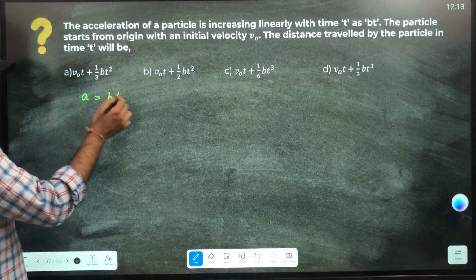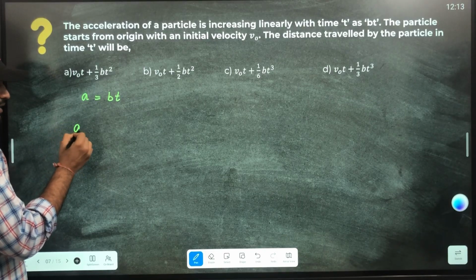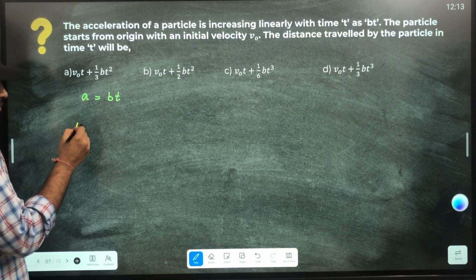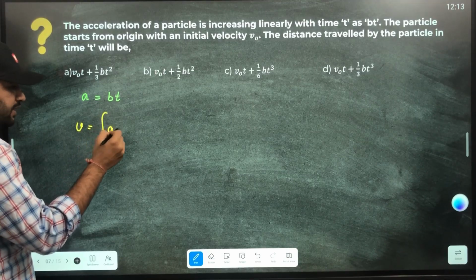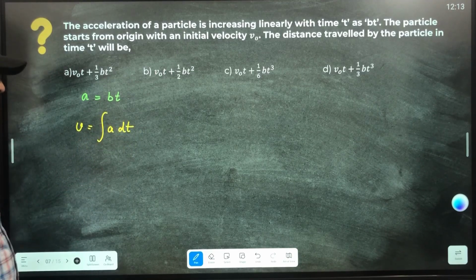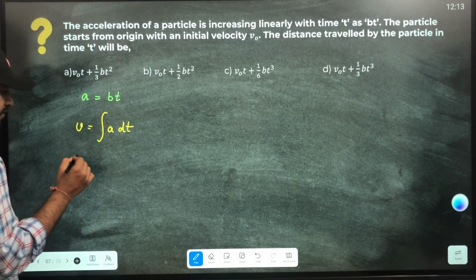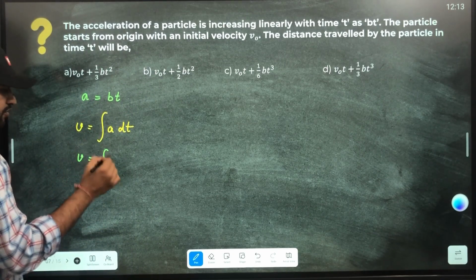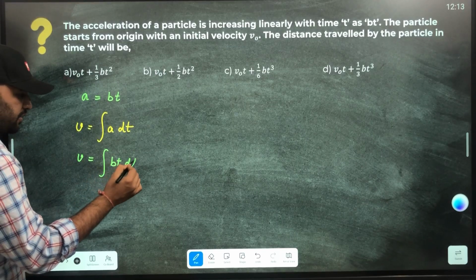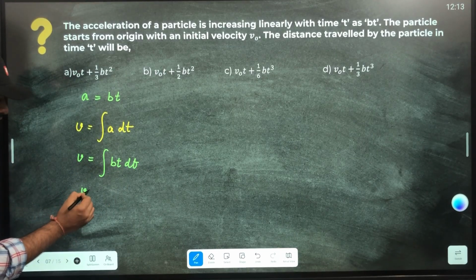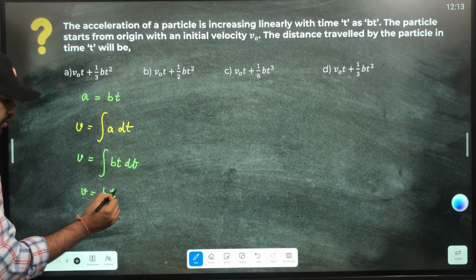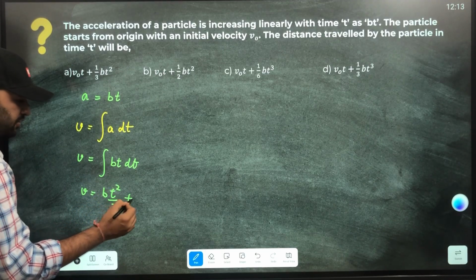Okay, great. So if a is bt, we know that v is nothing but the integration of a dt. Let's substitute a here and we will get velocity. Velocity will be the integration of bt dt. Now b is a constant, we can take it out. So it will be bt square by 2 plus a constant c.